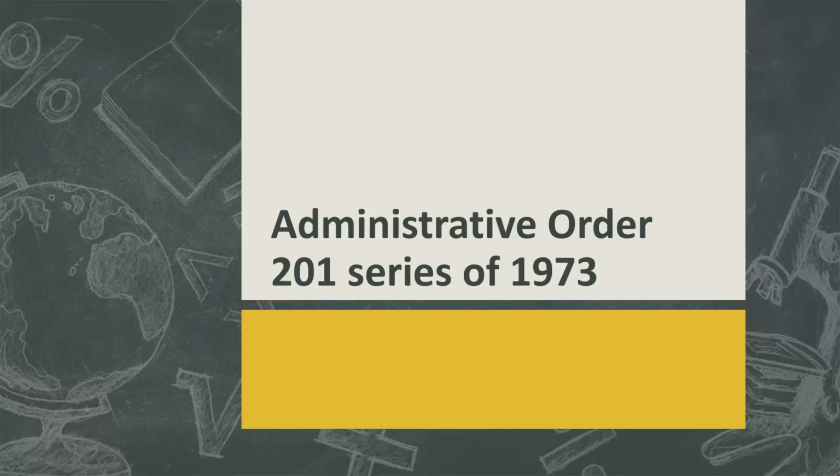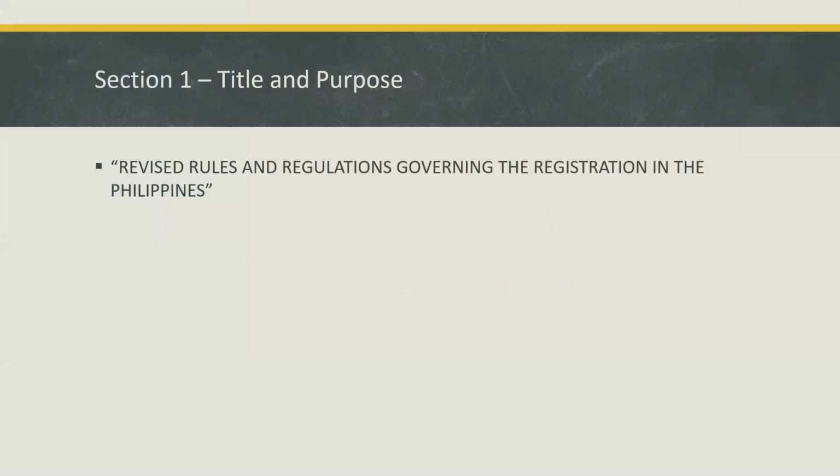Administrative Order 2001 series of 1973. What is this? This is an AO regarding the revised rules and regulation governing the registration in the Philippines. The previous AO 27 series of 2007 is the newer version. Ito yung older version. Kasi 1973 pa ito. No? This is a rules for the registration in the Philippines, promulgated for the purpose of preventing the operation and maintenance of substandard, improperly managed, and poorly equipped clinical laboratories.